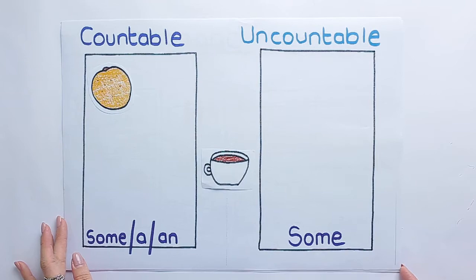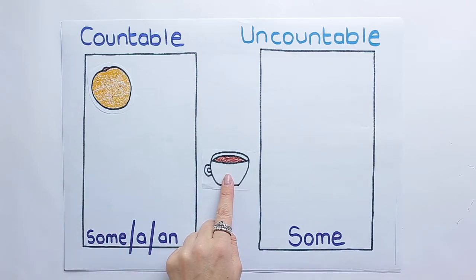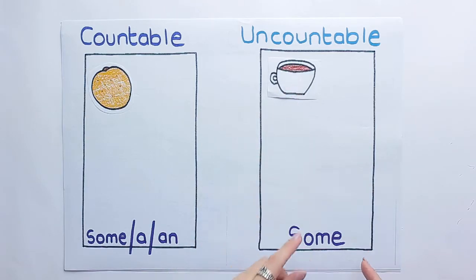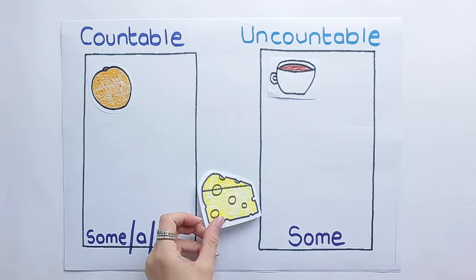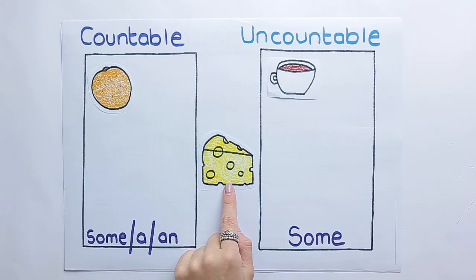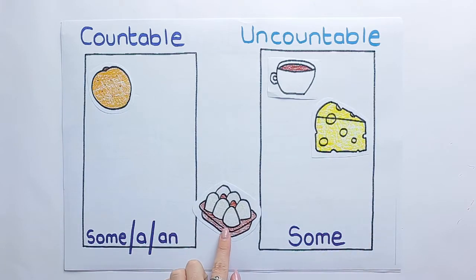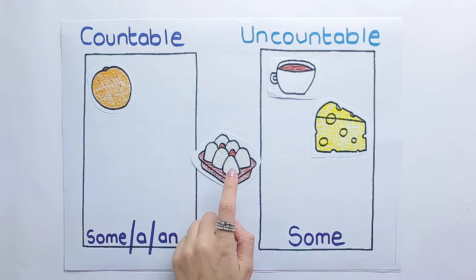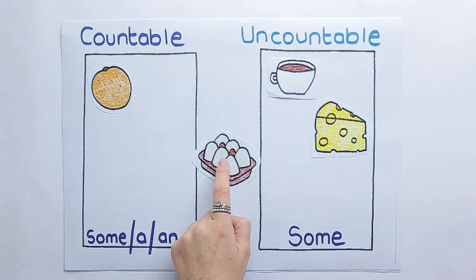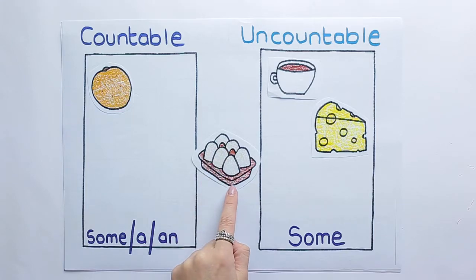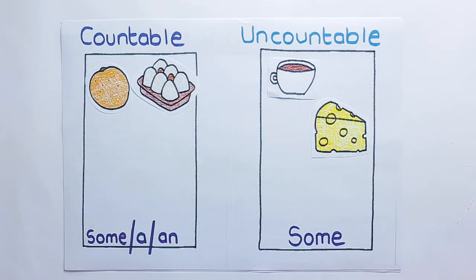This is coffee. Can you count coffee? No, you cannot count coffee. It is uncountable. What about cheese? This is cheese. Can you count some cheese? No, you cannot. It is uncountable. These are eggs. 1, 2, 3, 4, 5, 6 eggs. I counted the eggs. They are countable.